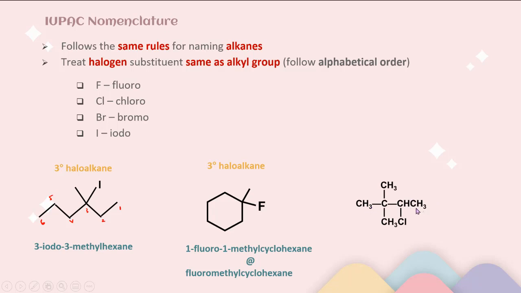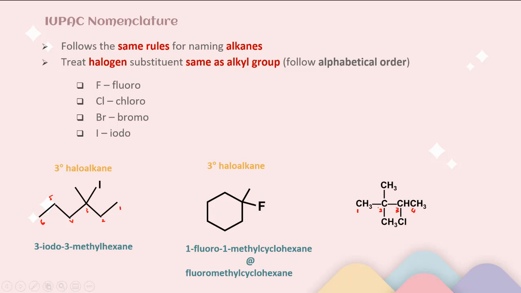So now you have to look carefully at the positions. If I start from the left-hand side, I will have 2 substituents at carbon number 2 and 1 substituent at carbon number 3. If I start from the right-hand side, I will have 1 substituent at carbon 2 and then another 2 substituents at carbon number 3. So we prefer the lower set of numbers. So we start from the left-hand side, carbon 1, 2, 3, and 4, as our parent.